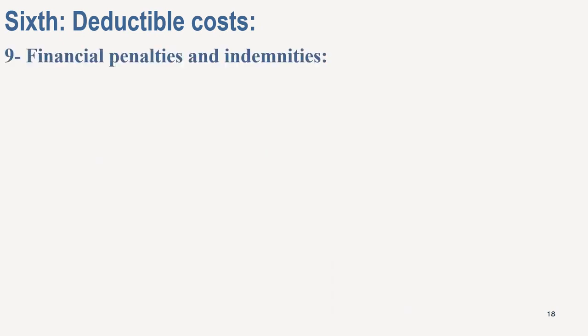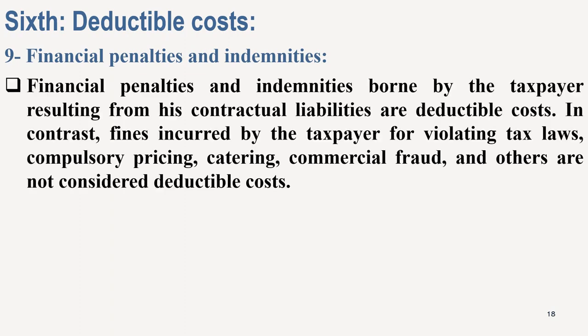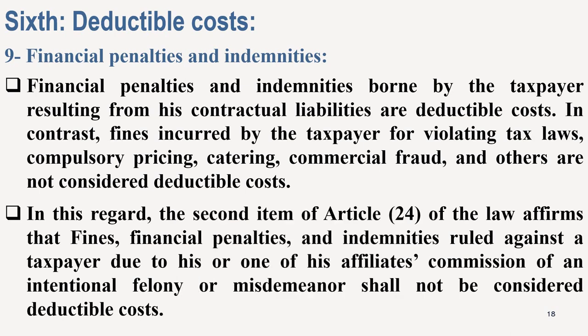Financial penalties and indemnities. Financial penalties and indemnities borne by the taxpayer resulting from his contractual liabilities are deductible costs. In contrast, a fine incurred by the taxpayer for violating tax laws, compulsory pricing, catering, commercial fraud, and others are not considered deductible costs. Regardless, the second item of Article 24 of the law affirms that fines, financial penalties, and indemnities ruled against a taxpayer due to his or one of his affiliates' commission of an intentional felony or a misdemeanor shall not be considered deductible cost.